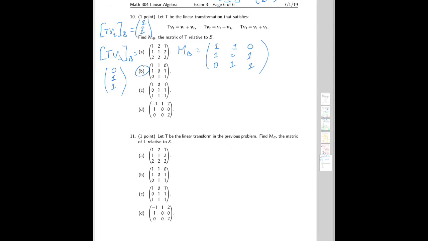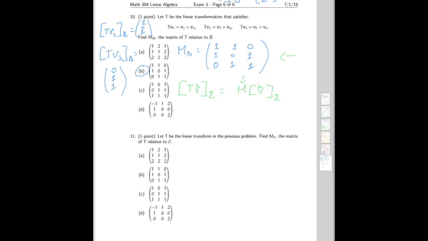Okay, now to figure out the transformation relative to the E basis, let's think through this. What we want to find is T applied to some vector. Actually, let me use different colors because I'm now on problem number 11. This is the work for problem 11, but I don't have a lot of room, so I'm going to do it up here. So we want to find the matrix M that satisfies the following equation: the coordinates of T applied to the vector v is equal to M times the coordinates of v relative to E.